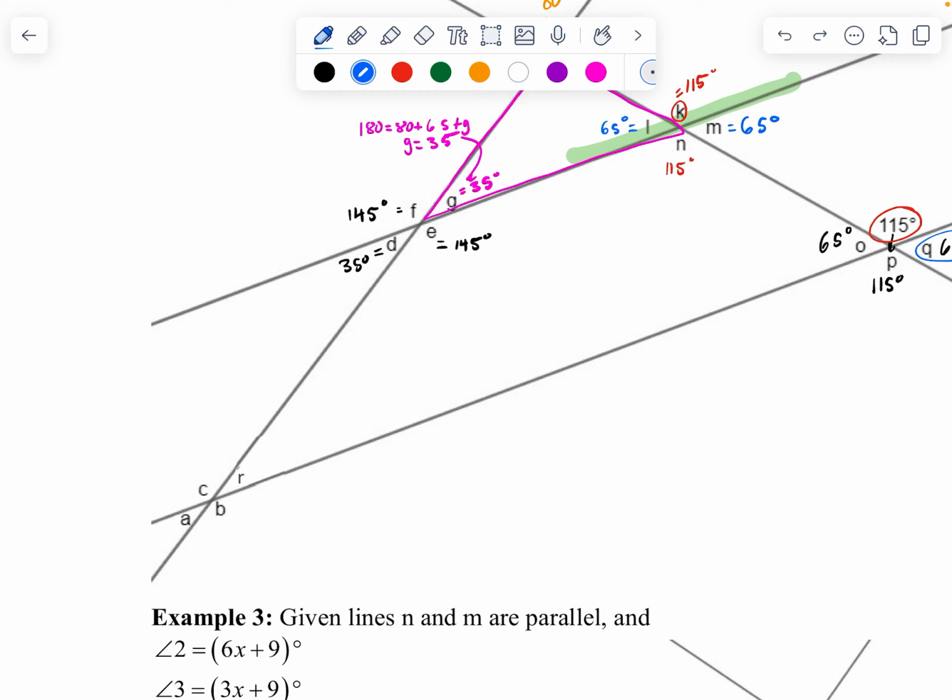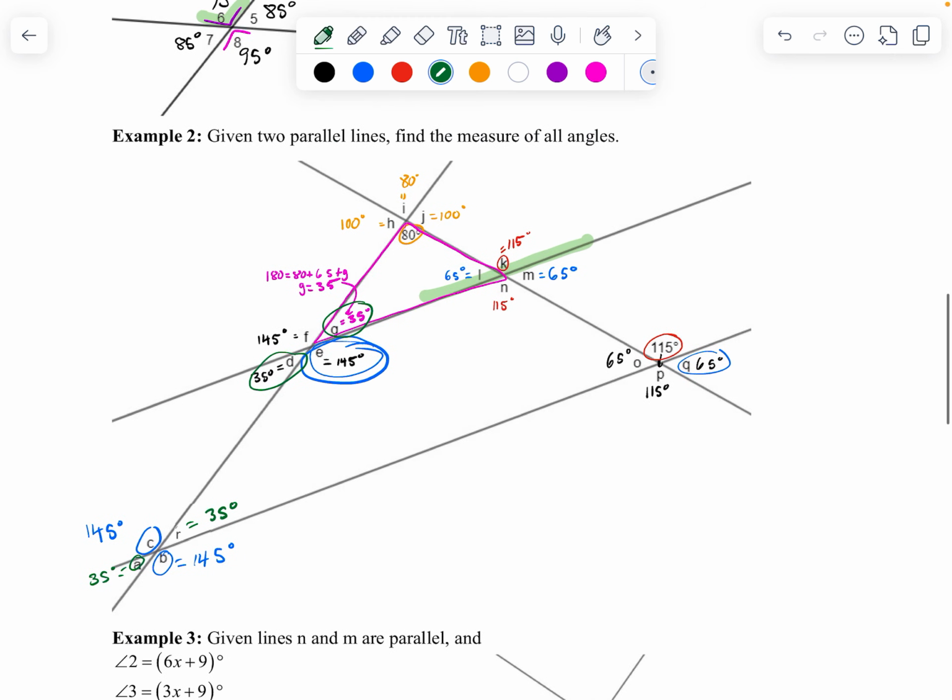You could say, all right, you could use corresponding angles, E and B, 145 degrees. You could also use an alternate interior angle with C to give you 145. We could also say alternate interior for 35 degrees there, or alternate exterior with G and A will give you 35 degrees. Right? There's a lot of different angle theorems that you could use. There you go. We found all of the angles.